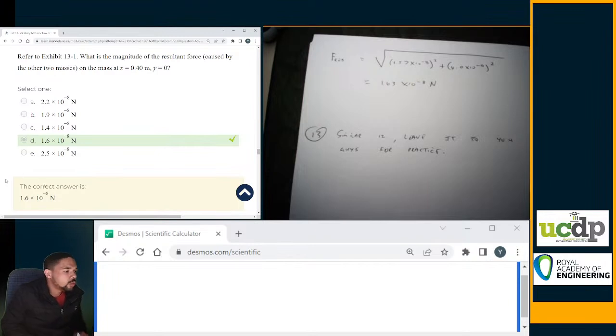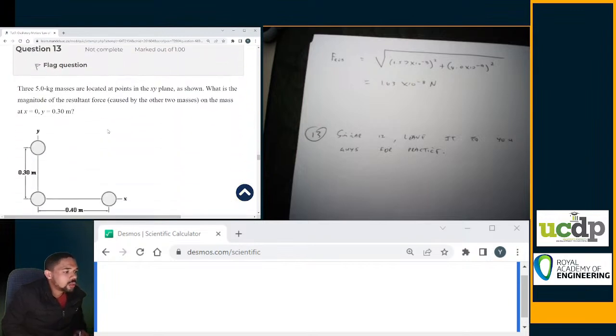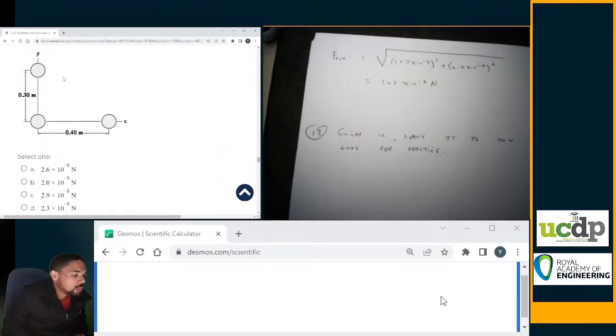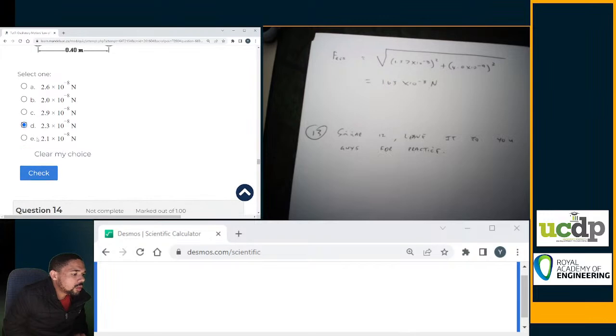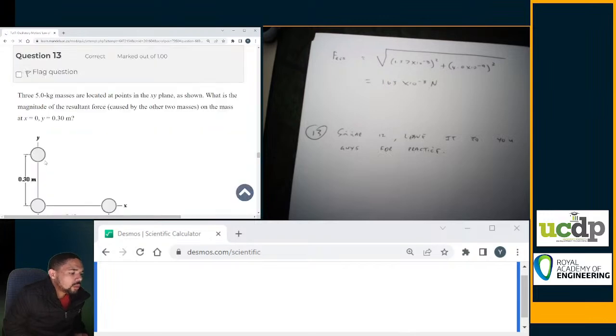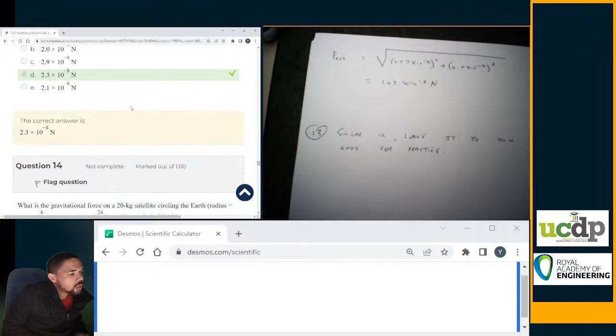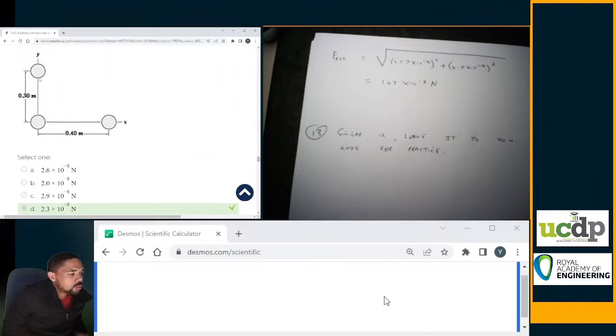Number 13 is similar to that one, and let me just give you the answer for number 13. It is very similar to the one that we just did, and its answer should be 2.33. It's this one, the correct answer. It's exactly the same, but in this case we just want the forces on that particular particle. Okay, so problem number 14.